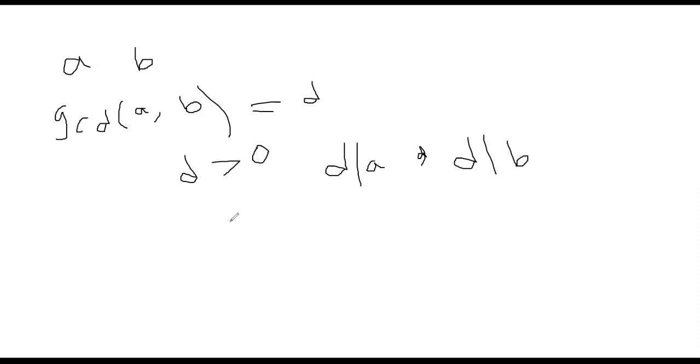And there may be other divisors of A and B, right? Suppose, let's say C is another divisor that divides A and divides B. What can we say about C? C better be smaller than D. That's the purpose of the greatest common divisor. That is the largest number that will divide both A and B. That's basically the definition of GCD.